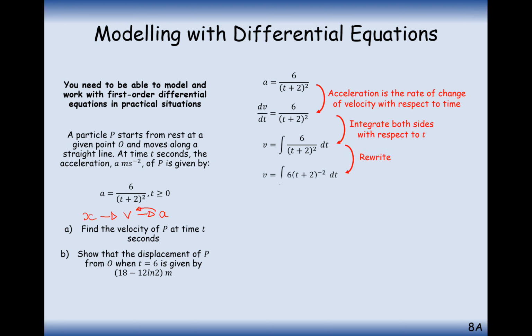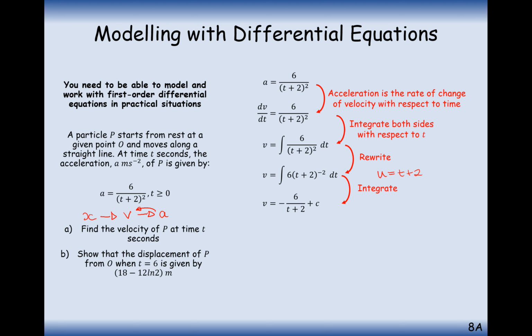You may want to rewrite it as 6 times (t plus 2) to the power of minus 2. Use a substitution of something like u equals t plus 2. Then you'll have to replace your dt with du, so make sure you go through that whole process. Then integrate, or you may wish to use a kind of reverse chain rule. However you do it, v is equal to minus 6 over t plus 2, plus c. So that's the answer for part a.